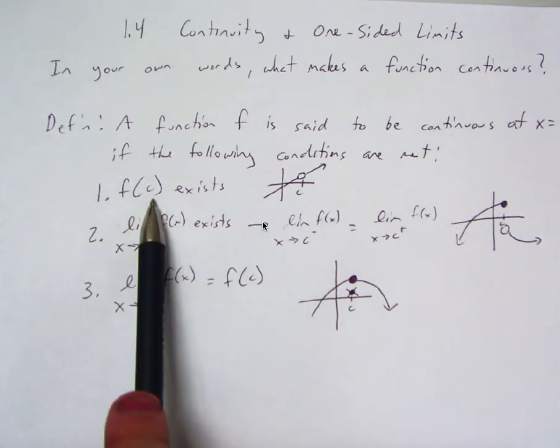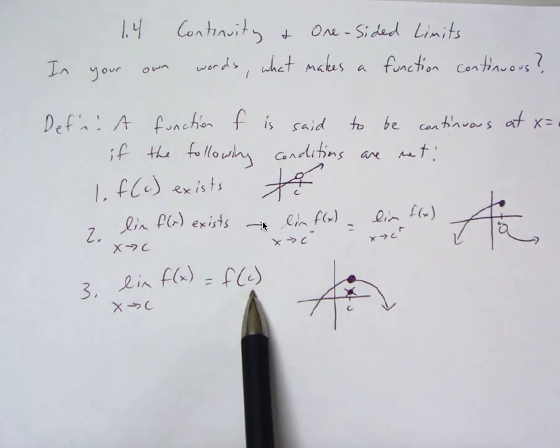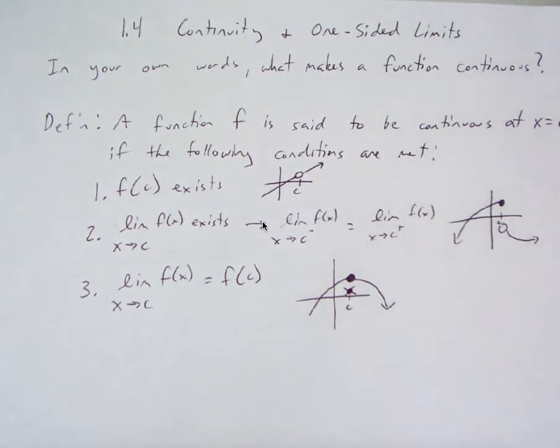So these are the three things that have to be true. The function must exist at that c value, the limit must exist at that c value, and the limit must be equal to the function itself at that c value. So that's the definition of continuity. So it's a little more involved than just saying you can draw it without picking up your pencil, or there's no breaks in the graph.